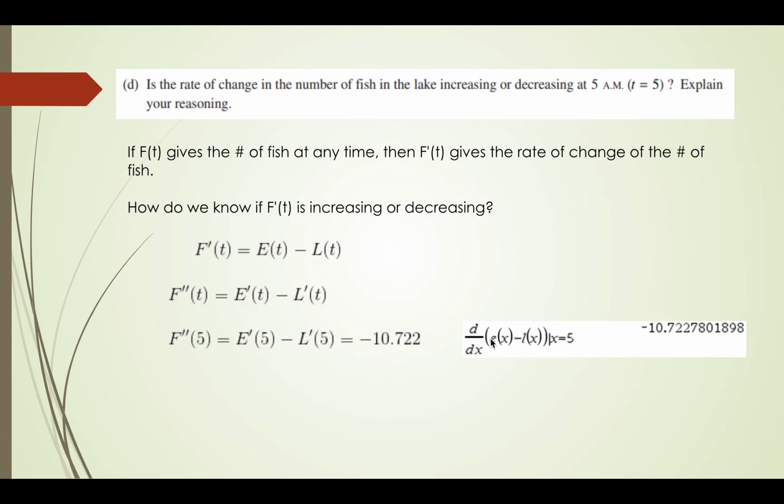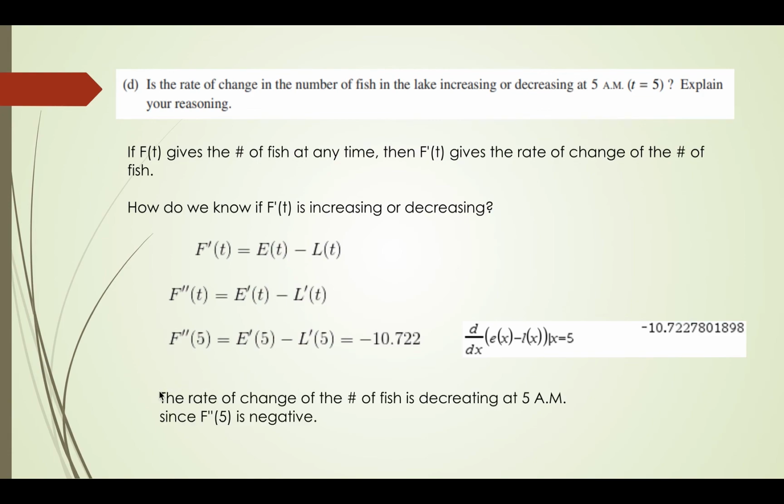This function E of x minus L of x, that is your f prime of t. We're deriving that. We're using control equals on your calculator to say such that x is equal to 5, which is going to automatically plug 5 in for us after it takes the derivative. And there's the answer that we get. Now again, because the derivative of f prime is negative at time equals 5, that means that f prime is decreasing at t equals 5.